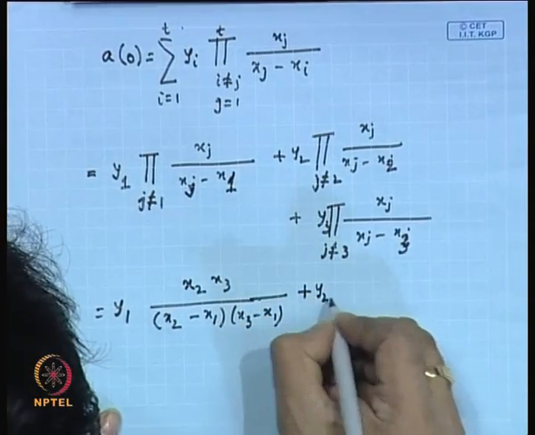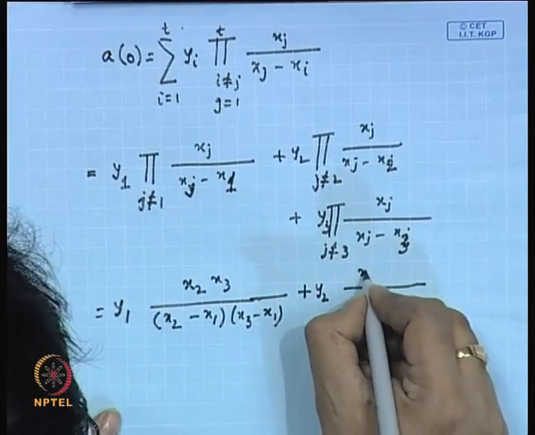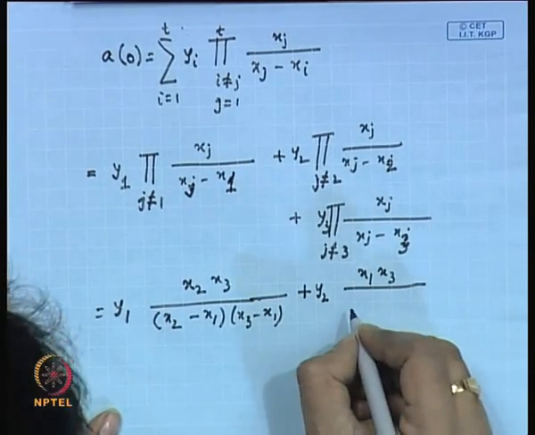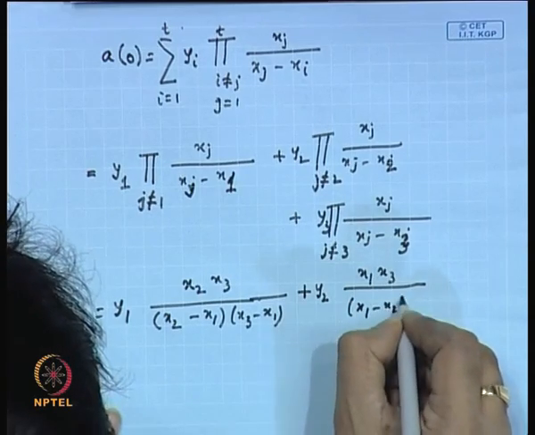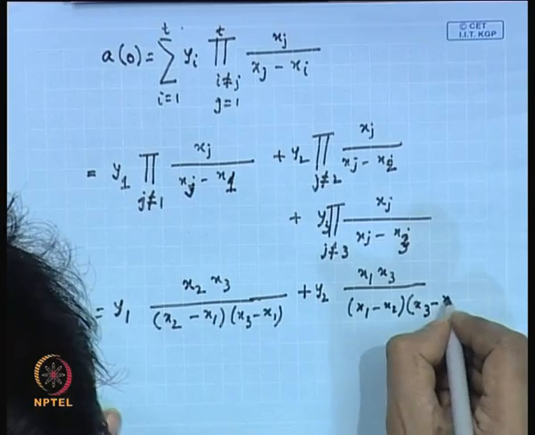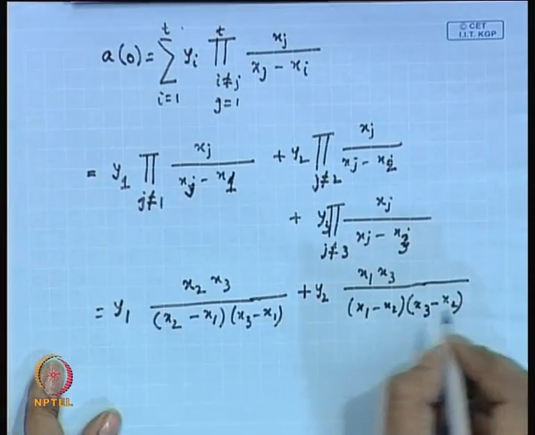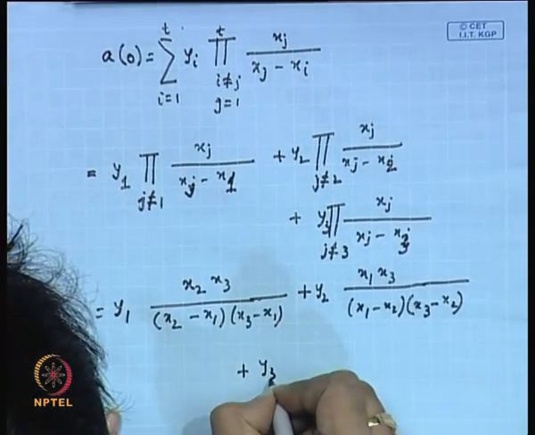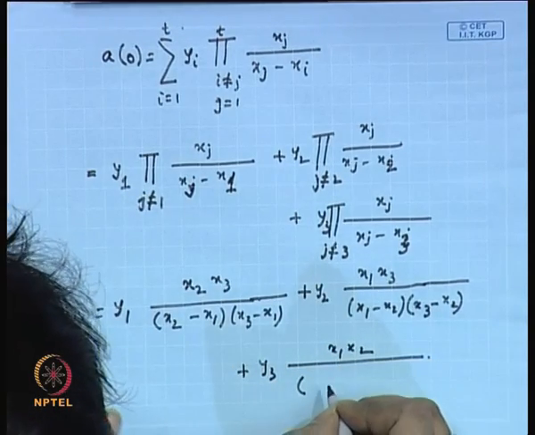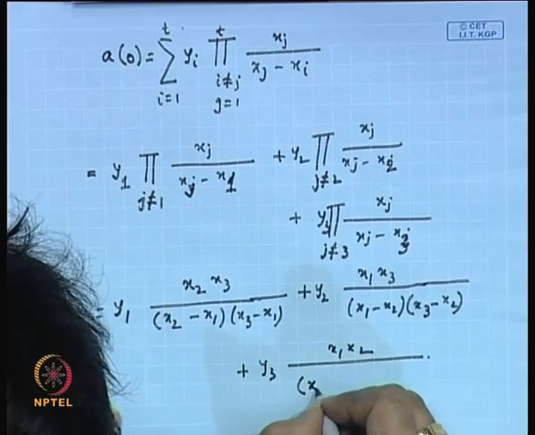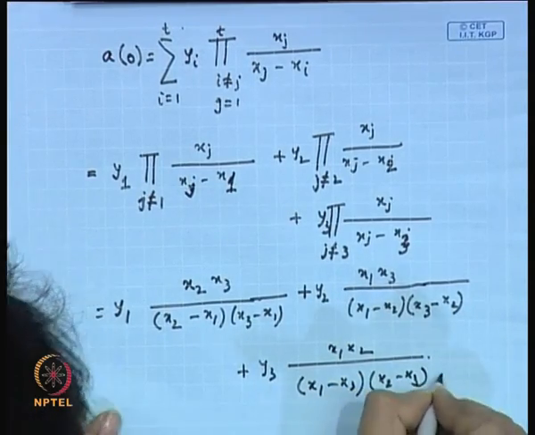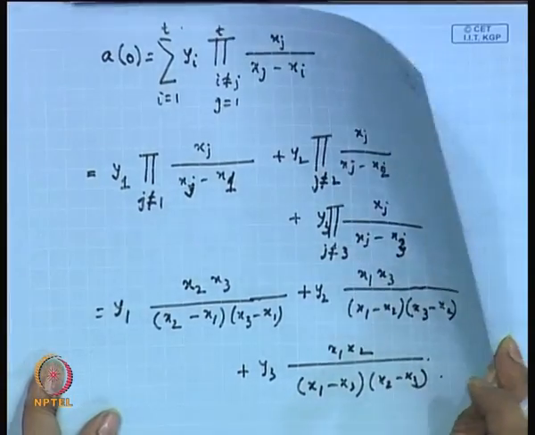plus y2, and again here x1 will come and similarly x3 will come. So, it is x1 minus x2 into x3 minus x2 plus y3, this is x1 x2 and here your x1 minus x3 and x2 minus x3, right.